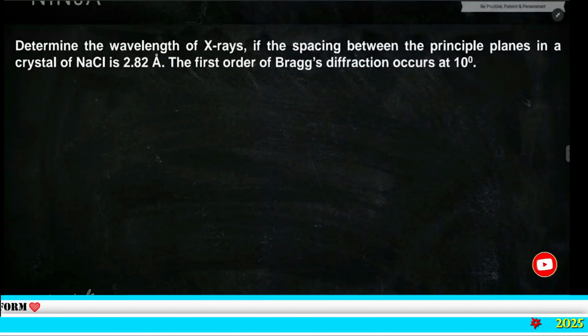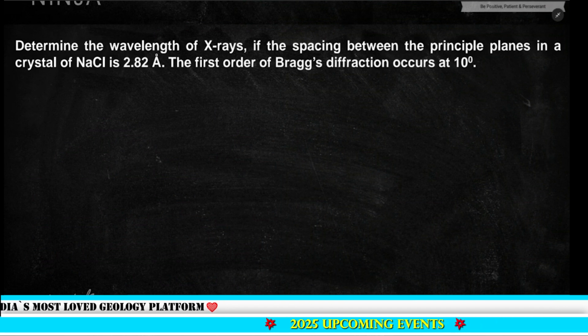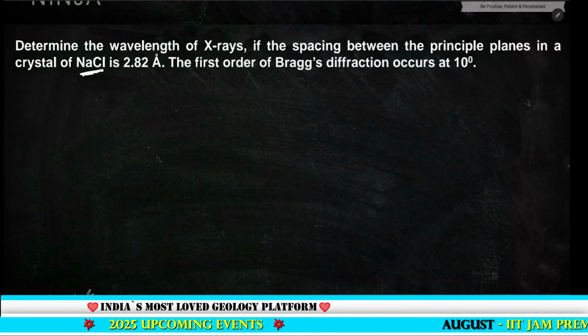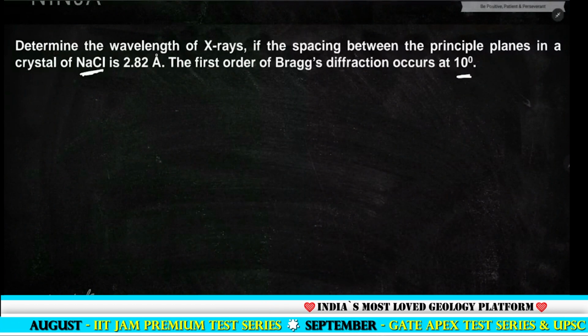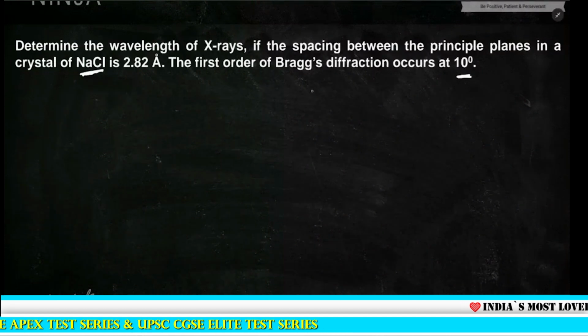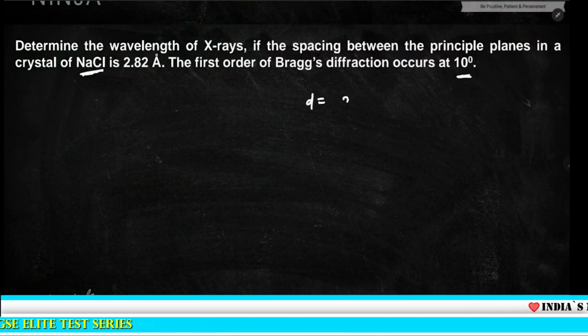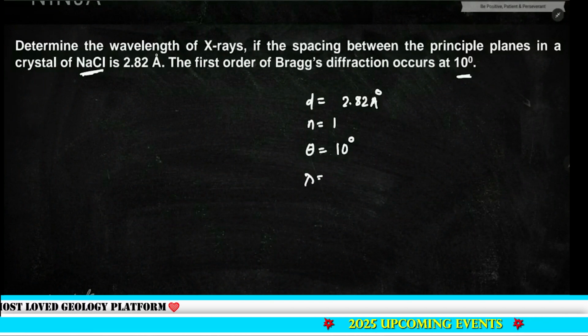Okay, determine the wavelength of X-ray if the spacing between the principal planes of a crystal NaCl, NaCl means cubic. Okay, the first order Bragg diffraction occurs at 10 degree. What is asked? Determine the wavelength of the X-ray. You just have to find out the wavelength. What is already given? The spacing is already given, that is your 2.82 angstrom. Okay, it is your first order. Theta is basically your 10 degree, you just have to find out the lambda. Can you guys do it?